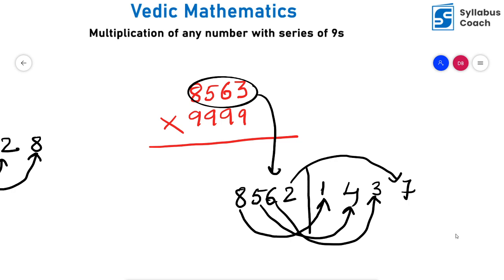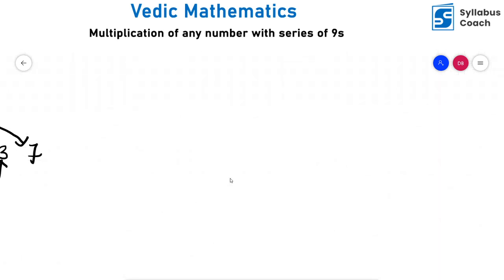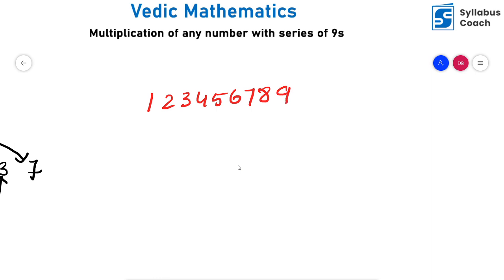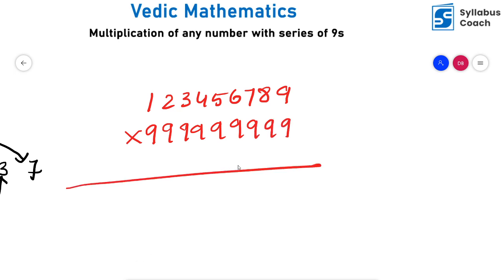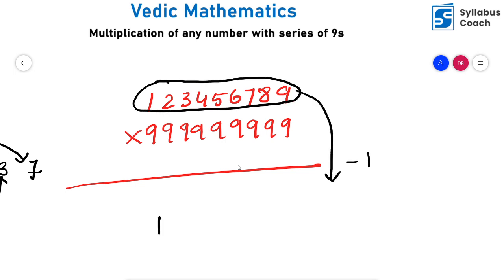Hope you're clear with all these kinds of questions, right? Now let's take a bigger number and you'll be surprised how this technique is going to help you. Take 1, 2, 3, 4, 5, 6, 7, 8, 9 and then multiply with 9, 9, 9, 9, 9, 9, 9, 9. Now, what is the answer for this question? You know the technique, right? So it's simple. Take this number and subtract 1 from this. What would happen? It's 1, 2, 3, 4, 5, 6, 7, 8 and 8, right?